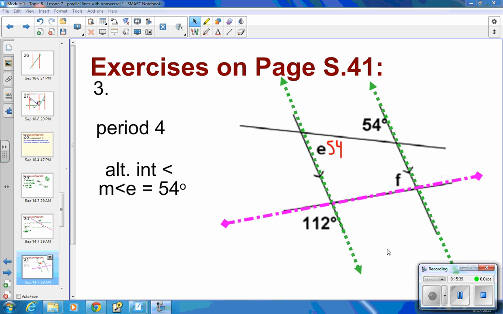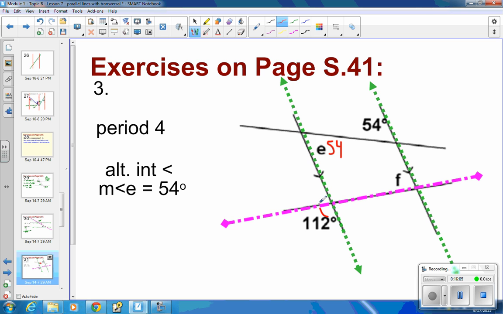To find F, you're going to have to do a little bit more work. So there's a couple different ways. You could go 112 vertical across, and then you have the same side interiors. You could do a linear pair, and then you have alternate interiors. You could do a linear pair, and then you have correspondings. So there's lots of different ways to go about this next one. They're all the same amount of steps. They're all the same amount of math. So it doesn't matter which way you go.